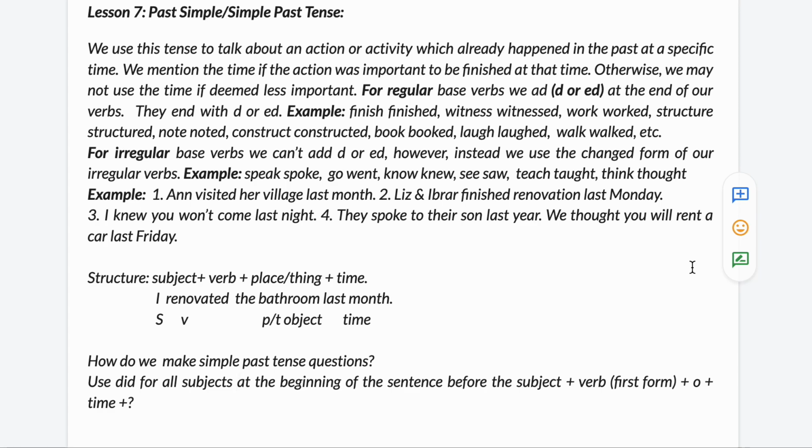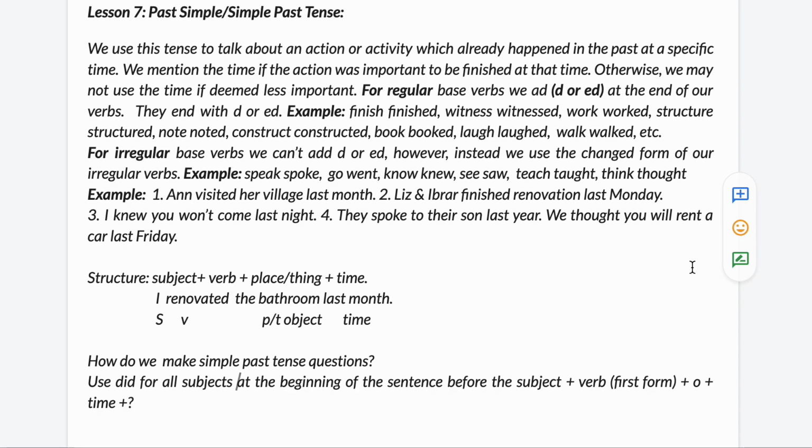As we all know, we already had an introduction to simple present tense. We already finished present continuous tense, and today we're going to have our lesson 7, which is past simple or simple past tense. This tense uses the second form of a verb that we use to talk about an activity or an action that we completed in the past at a particular time.